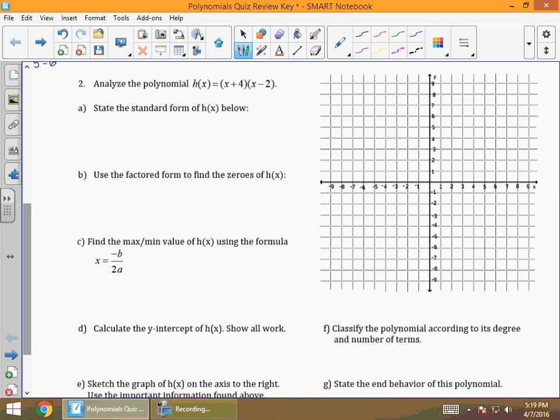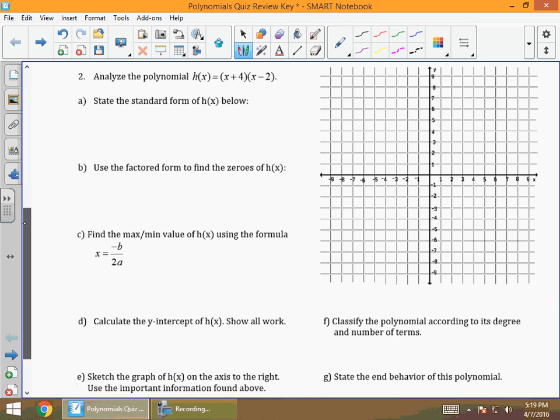Now, question number 2. Question number 2 has quite a bit to it. Looks like there are A through G that I need to be trying to answer here. So let's take a look at A. It says state the standard form of h of x. So the standard form, I need to FOIL this thing together. I don't want any kind of factors out. I'll take the factors and I'll multiply everything together.